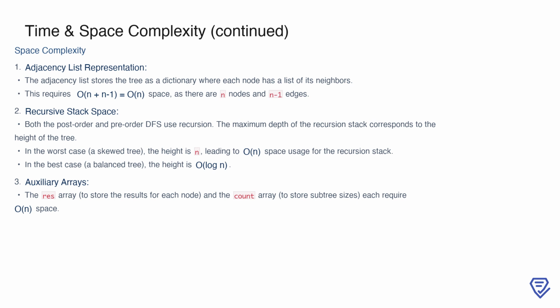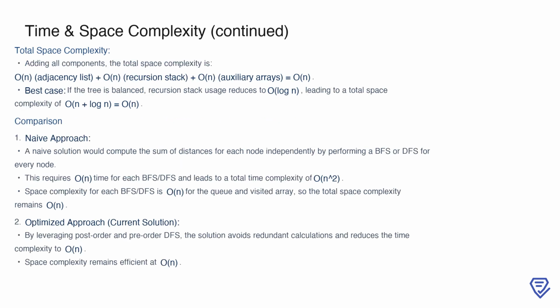Finally, the solution uses two auxiliary arrays, res for storing the results and count for storing subtree sizes, each of which requires O(n) space. Adding all these components together, the total space complexity is O(n) for the adjacency list, O(n) for the recursion stack in the worst case, and O(n) for the auxiliary arrays. This gives us a total space complexity of O(n). In the best case, where the tree is balanced, the recursion stack usage reduces to O(log n), but the overall complexity remains O(n), since the space for the adjacency list and auxiliary arrays dominates.